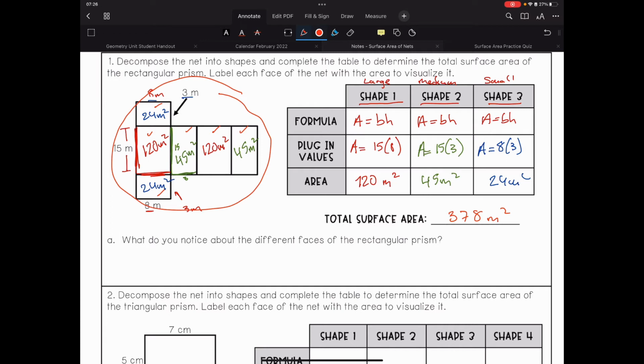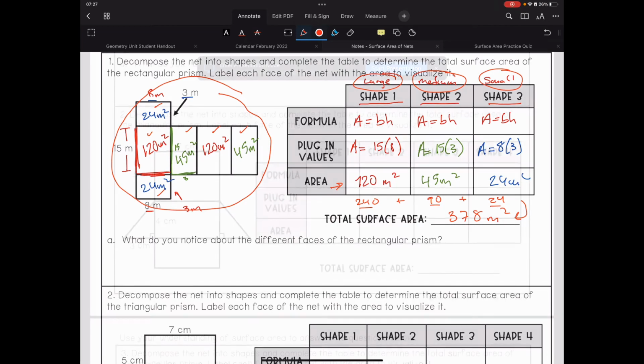Another way we could do this is, I know that there's two in this problem. I know there's two of each shape. So there are 2 larges, 2 mediums, and 2 smalls. So I can multiply these by 2. So that'd be 240. This would be 90, and this would be 24. And then we could add these up. And we still get the 378 meters squared. So that's how we would find the surface area of this rectangular prism.